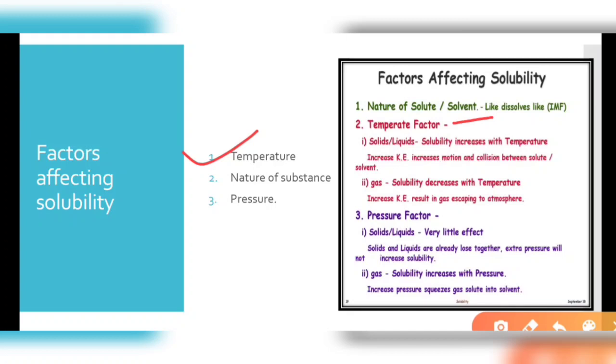In solids and liquids, solubility increases with temperature, but in gases the solubility decreases with temperature. Why? Because as the temperature increases, their kinetic energy also increases, and because of the increase in kinetic energy, the gas can escape out of the container into the atmosphere. That will be of no use then. So solubility increases with temperature in solids and liquids, but in gases it decreases.